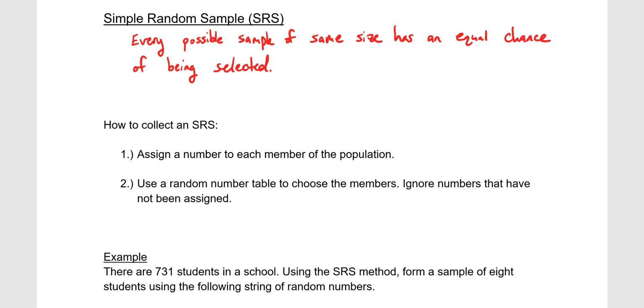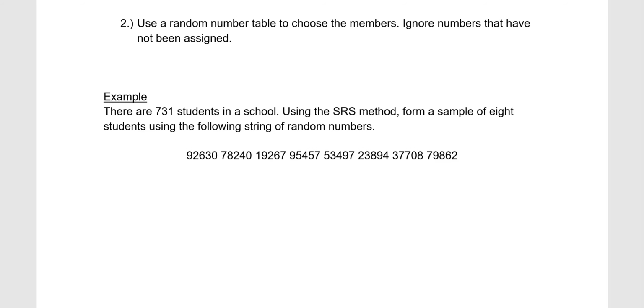A simple random sample is when every possible sample of the same size has an equal chance of being selected. So the way that we collect a simple random sample is each member in the population is assigned a number, and then we use a random number table to choose the members. Or we can also use computer software for a random number generator, and we have to ignore the numbers that have not been assigned. So let's go ahead and see how this works here.